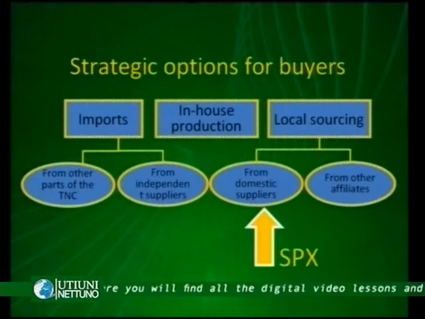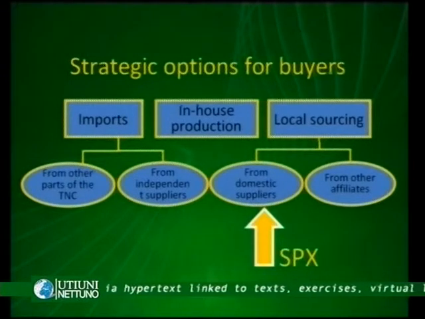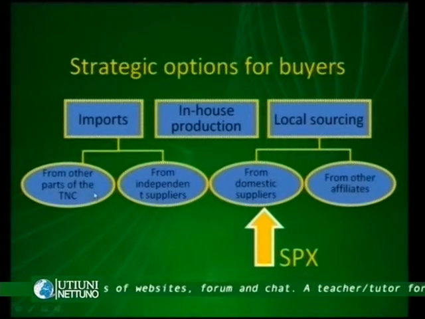Let's move to the strategic decisions that buyers have to take. I'm particularly referring here to foreign subsidiaries that are operating in a host country. These foreign subsidiaries first of all have the decision to import. They could import from other parts of the TNC. This is called intra-industry trade or intra-firm trade. It is estimated that about 60% or so of global trade is actually trade within entities or departments of the same firm, of the same transnational corporation, TNC.